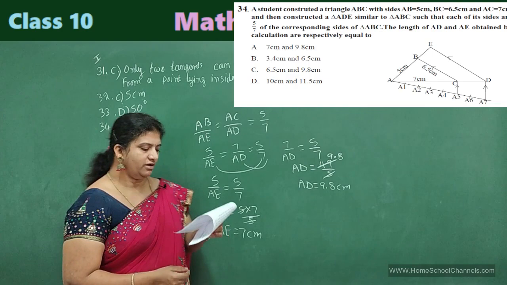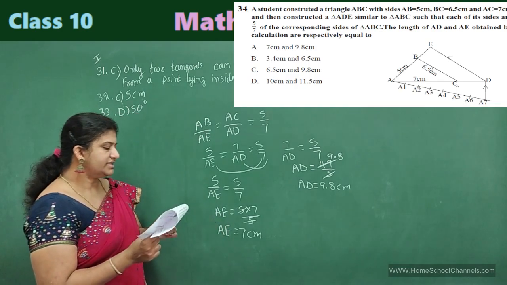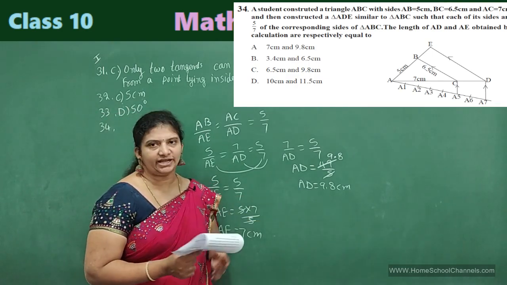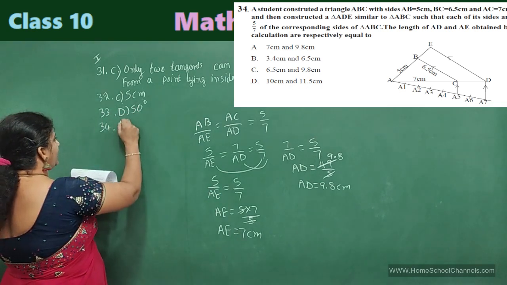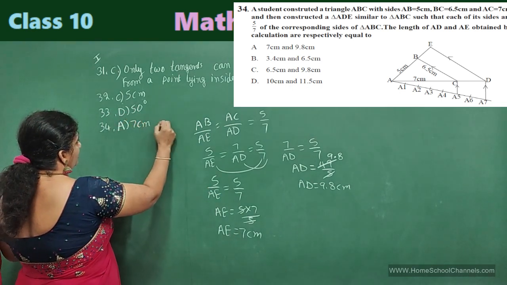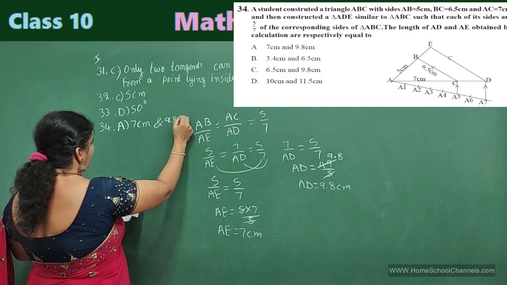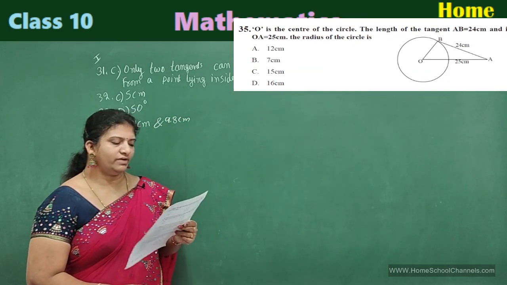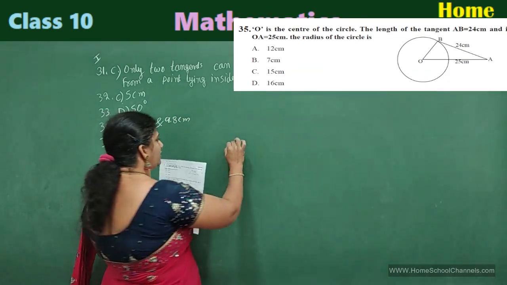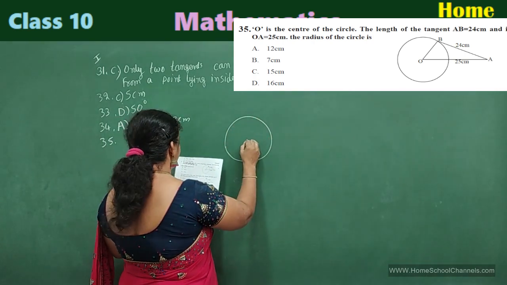So, check the option which is your right answer here. 7 centimeter and 9.8 centimeter. That is your option A. 35th one, O is the center of the circle.